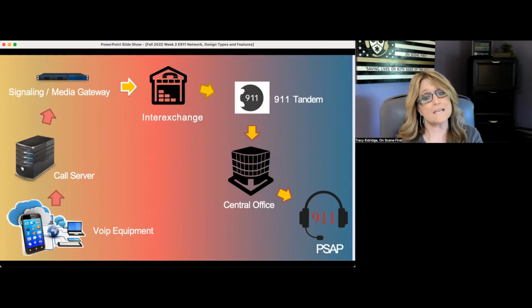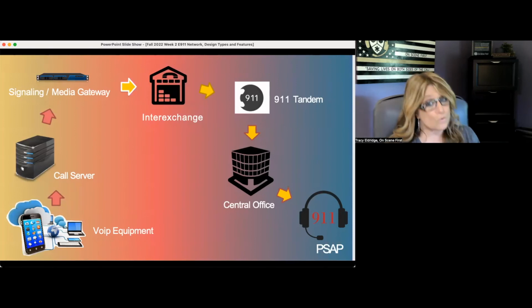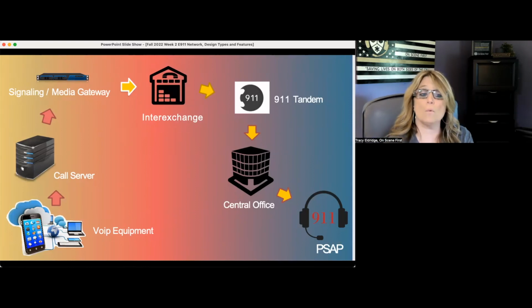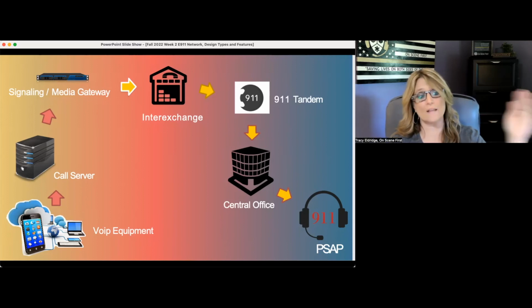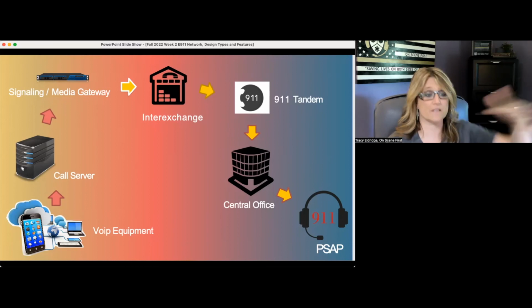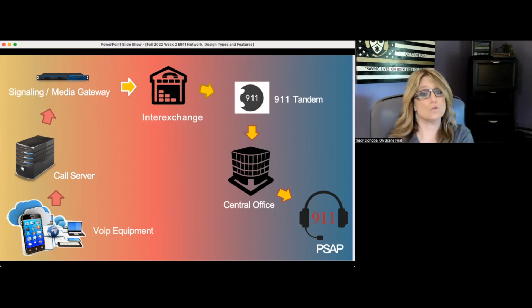Once it goes through the signaling media gateway, it'll go to that inter-exchange. Again, it's not going through the central office or an end office, but it still has to have this exchange take place. It goes through the 911 tandem, then it gets to a central office. So if I place a call from my house, it's not going right from my house to the central office. You have a few other steps in place before you get there. And then it goes from the central office to the PSAP.